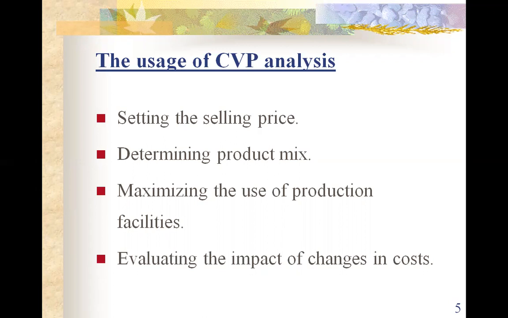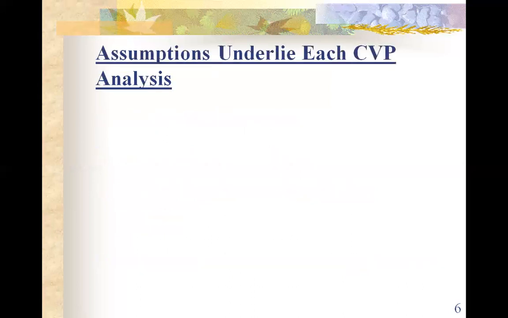And finally, the last use is evaluating the impact of changes in cost. Okay, আমরা ধরেন ভেরিয়েবল কস্টের কতটুকু চেঞ্জের ফলে টার্গেট প্রফিটের কতটুকু চেঞ্জ হবে, ফিক্সড কস্টের কতটুকু চেঞ্জের ফলে আমাদের ওভারঅল প্রাইসিং এর কতটুকু চেঞ্জ হবে, এই জিনিসগুলো আমরা এই টপিকস এর মাধ্যমে জানতে পারবো বা সিবিপি অ্যানালাইসিস এর মাধ্যমে জানতে পারবো. Okay, so now we'll talk about some assumptions regarding the CBP analysis.